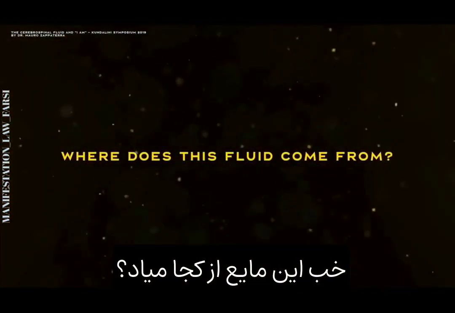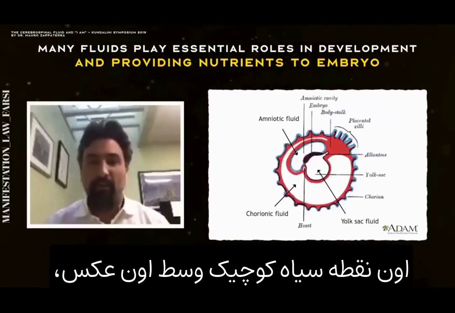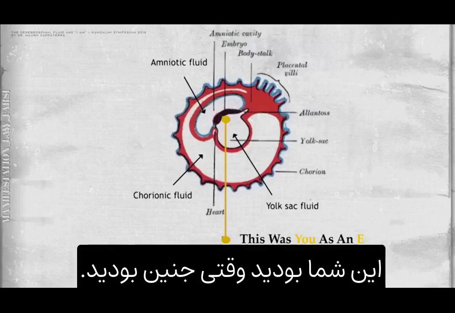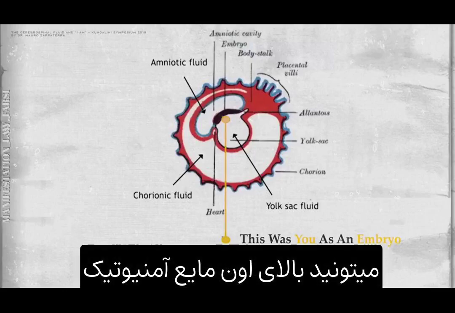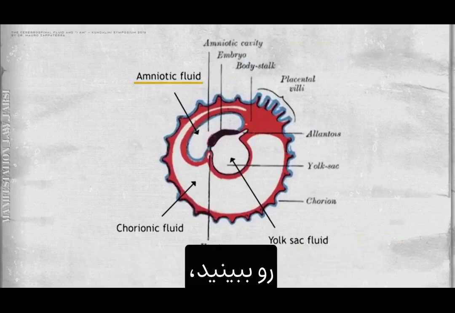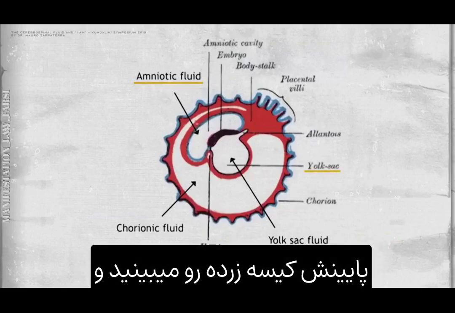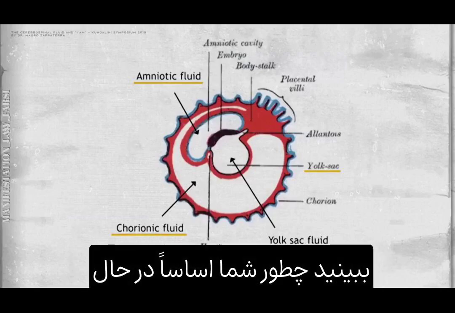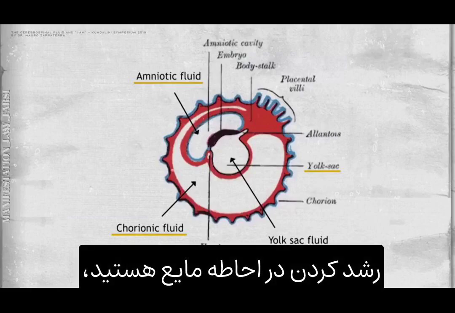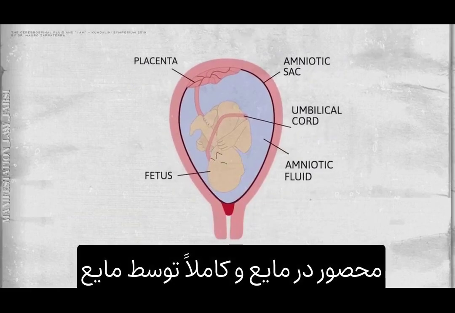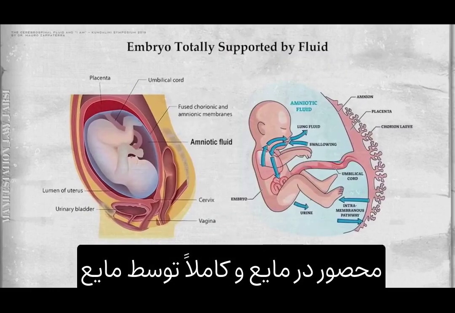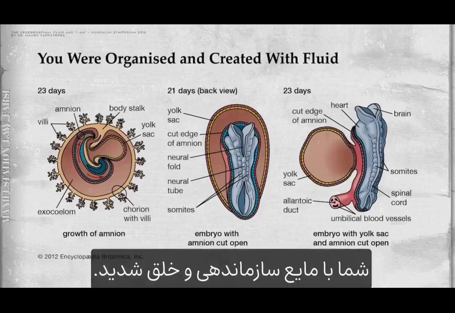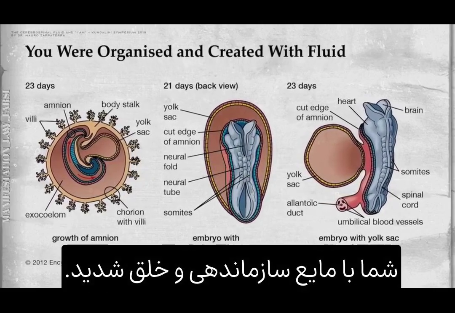So, where does this fluid come from? Well, that little black spot in the middle of that image is you. This was you as an embryo. You can see above that the amniotic fluid. Below that you can see the yolk sac. And all around it you can see the chorionic fluid. Look at how you are essentially developing surrounded by fluid, enclosed in fluid, and totally supported by fluid. You are organized and created with fluid.